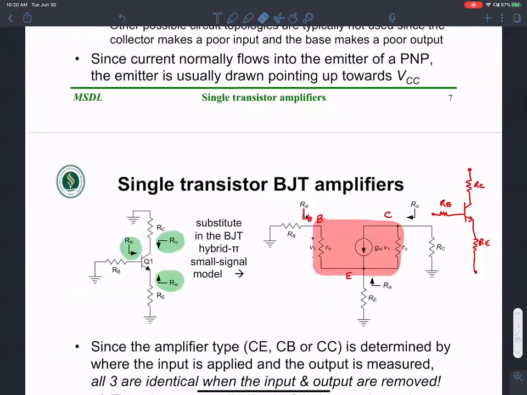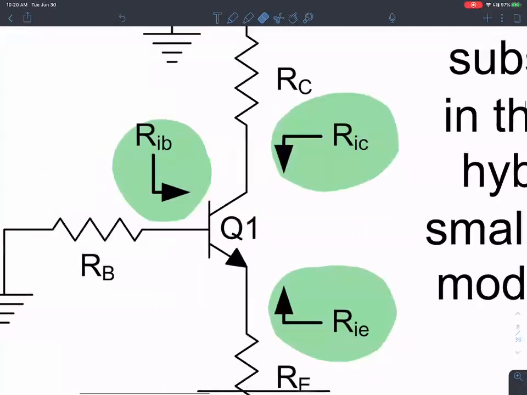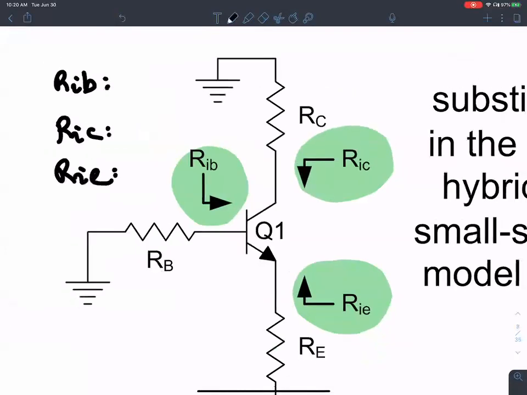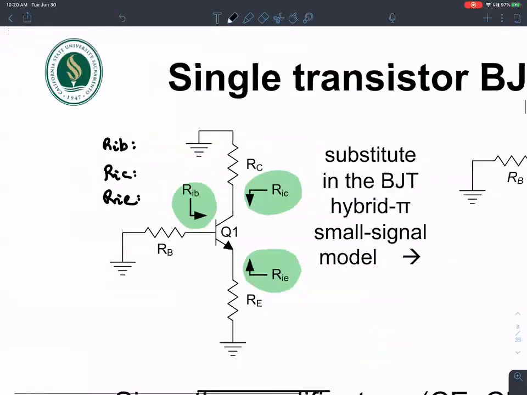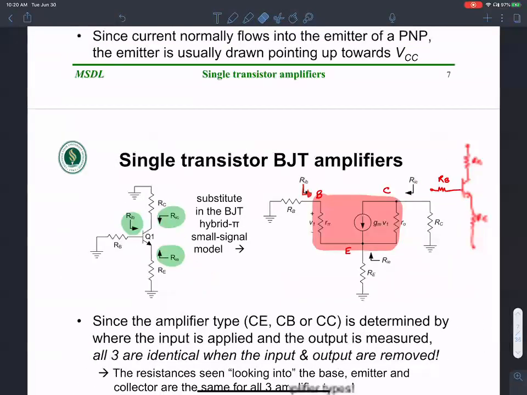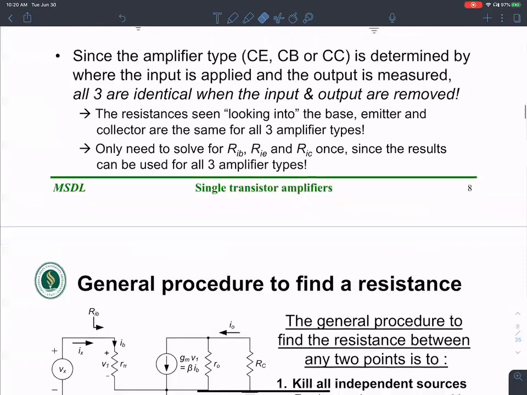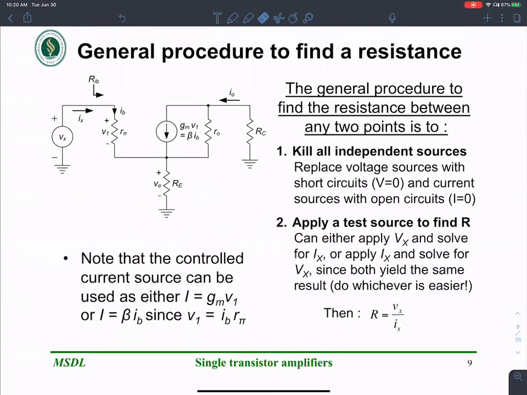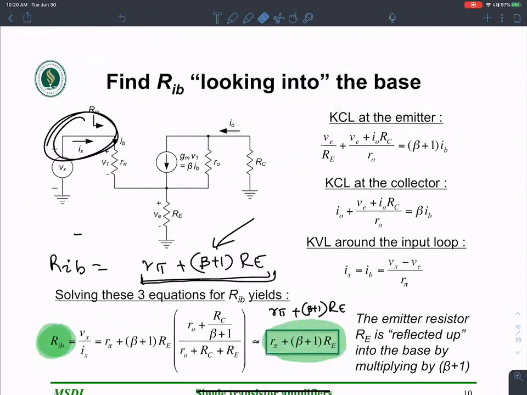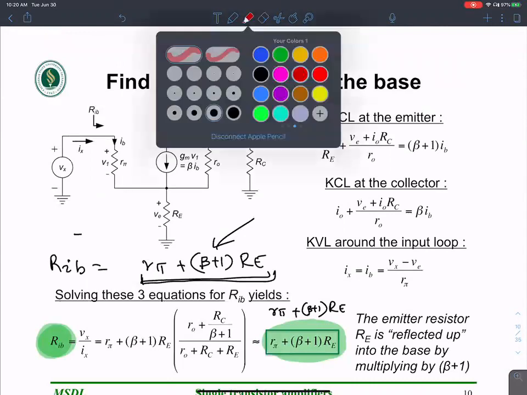So for single BJT amplifiers, what I want to find out is expressions for RIB, RIC, and RIE. If I find these out, then I should be able to use them over and over again for any of the 3 different configurations of amplifiers. In the last class, I mentioned that we want to apply a test voltage, test current method, and I'll show you how to apply that in just 1 second. But let's recap the different values here.